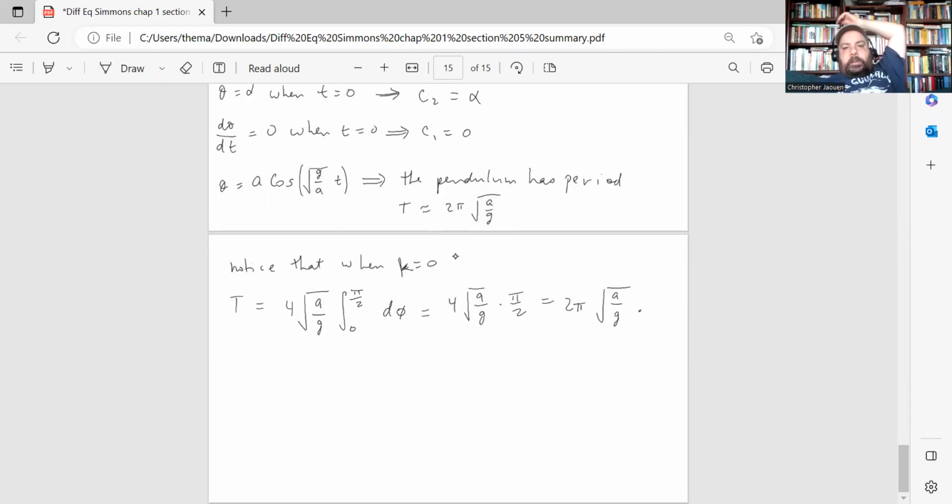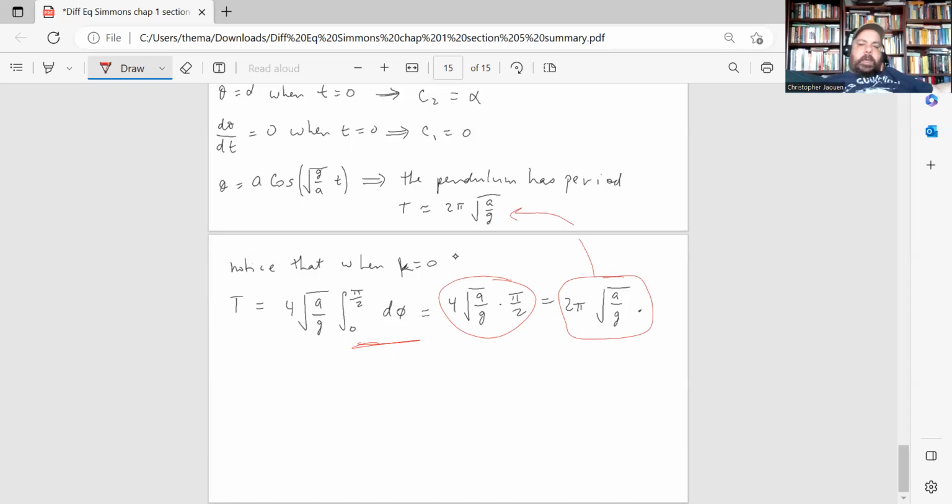And there's a nice little thing you might notice: if you use the exact solution, when you plug in k equals 0, the elliptic integral simplifies considerably to this. So T is 4 times the square root of a over g times the integral from 0 to π/2 of dφ. And the integral is just equal to π/2, right? If you simplify this, you get the same period that we have over here, 2π square root of a over g. And that's basically the summary of section 1.5.